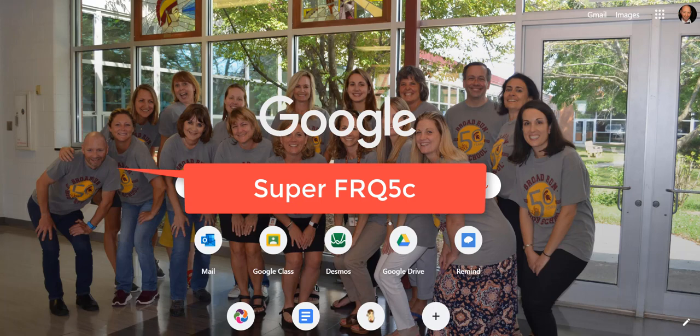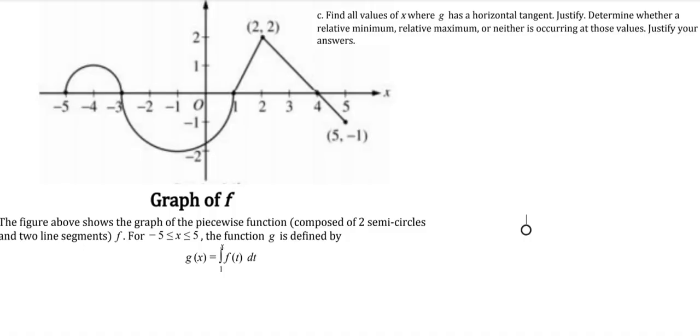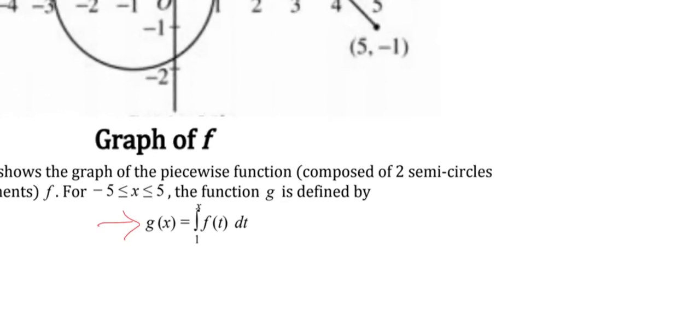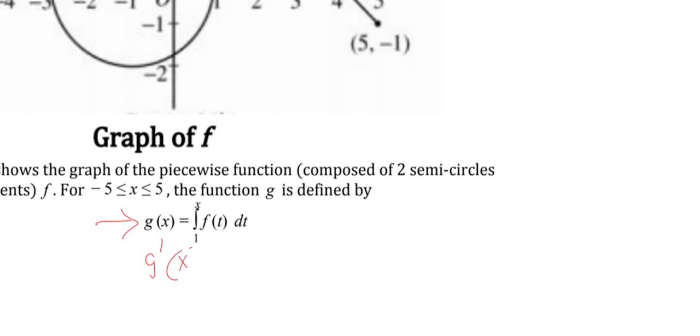And in this video, we're going to take a look at Super FRQ question 5c. Now, in question 5c, we're being asked to find all values of x where g has a horizontal tangent, determine whether a relative min, max, or neither is occurring at these values, and of course, justify our answers. So anytime we want values of x where g has a horizontal tangent, and g is defined by our function down here, that means I want g prime of x to have a value of 0, which is really the same thing as saying where is f of x going to be 0.